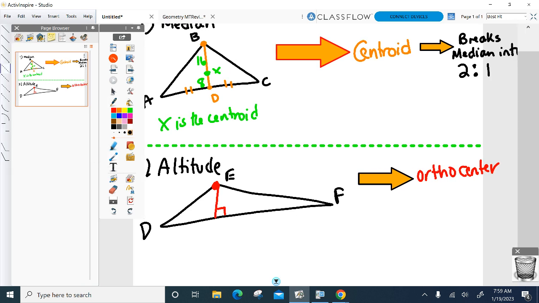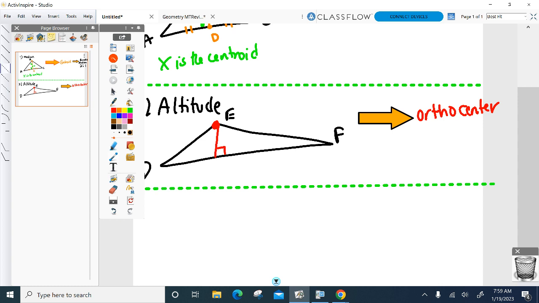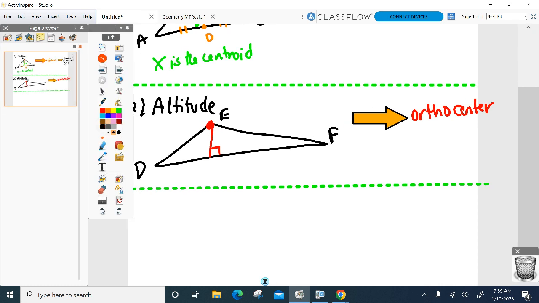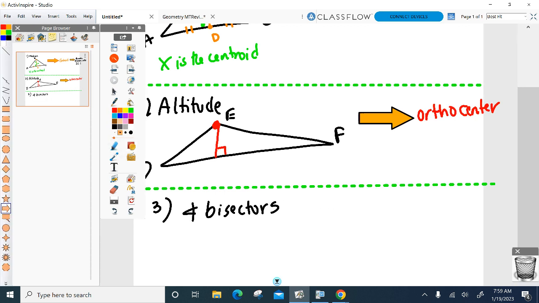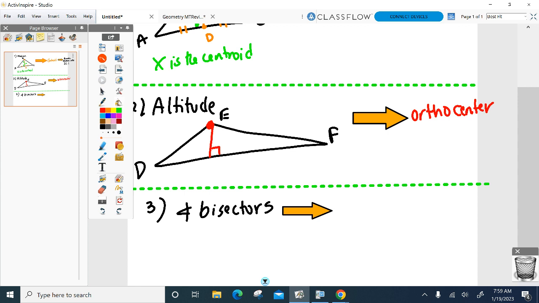What other word? There's two more left. Two more special points left. Anybody remember the names? Incenter, yep. All right, so incenter. How's the incenter formed? I don't need to draw a diagram for this. Angle bisectors. Angle bisectors. That's the incenter.